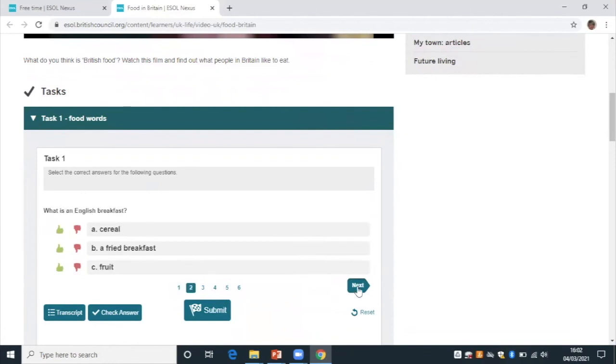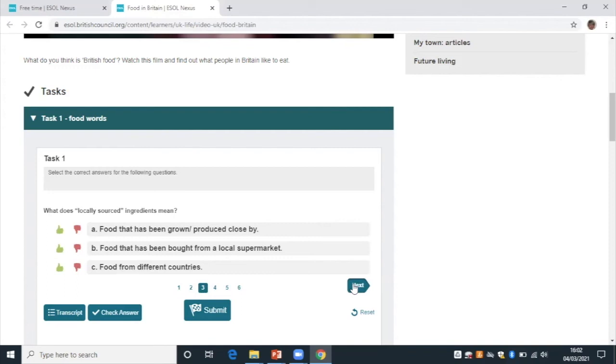What is an English breakfast? Which one? It was cooking it on a grill. There's a big clue. What does locally sourced mean? So what does it actually mean?